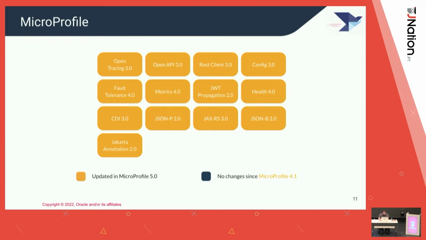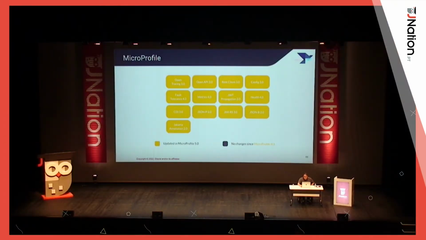They're all designed to run in clouds, in a distributed world of microservices. That means you have tracing, you have fault tolerance, metrics. For security, you have JWT. You can also port the configuration with Config.